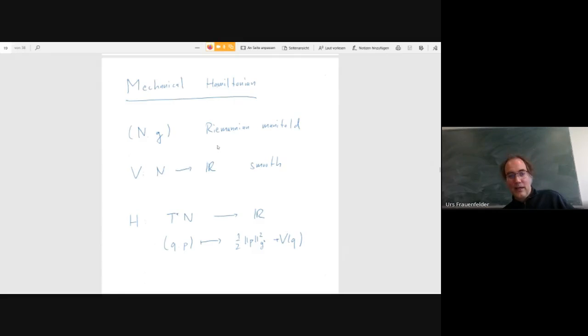And now for this problem, you have a very natural anti-symplectic involution. Namely, what you can do is change p to minus p.